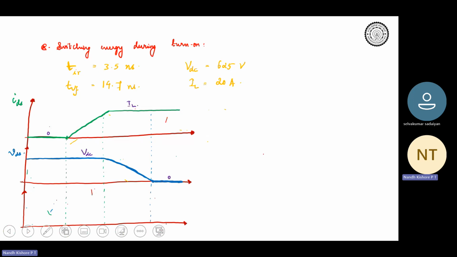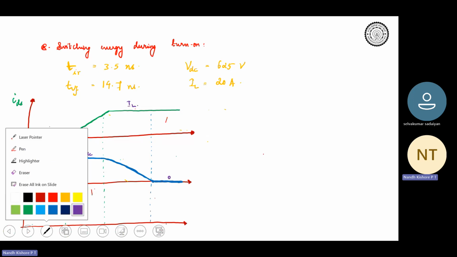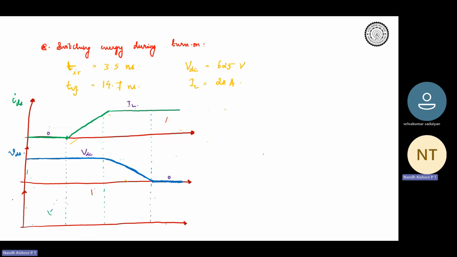So let's mark what is your power. Instantaneous power loss, so this is P. I will write P of t, instantaneously, is VDS of t into IDS of t. This is the instantaneous power loss, and this happens in the junction of the device. Obviously, when voltage and current are overlapping, there is power loss.